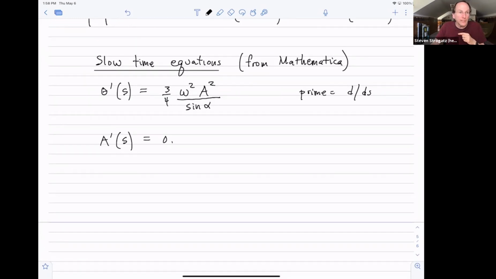Which is interesting and also very akin to what we saw in the Duffing equation, where because the Duffing oscillator was energy conserving, it kept a constant amplitude. Whatever its initial amplitude was, it just stays at that amplitude to lowest order. Its frequency changes, but its amplitude doesn't. So that's happening here too. Amplitude is just going to be constant on the slow time scale. Constant.